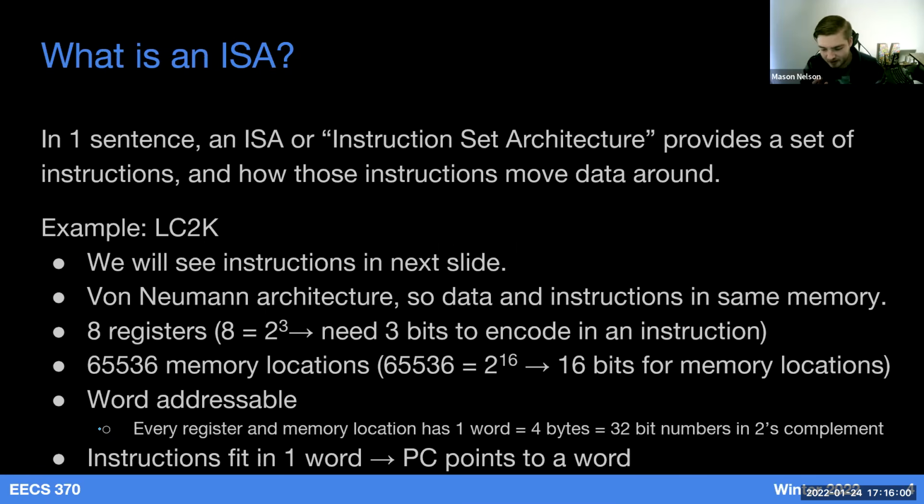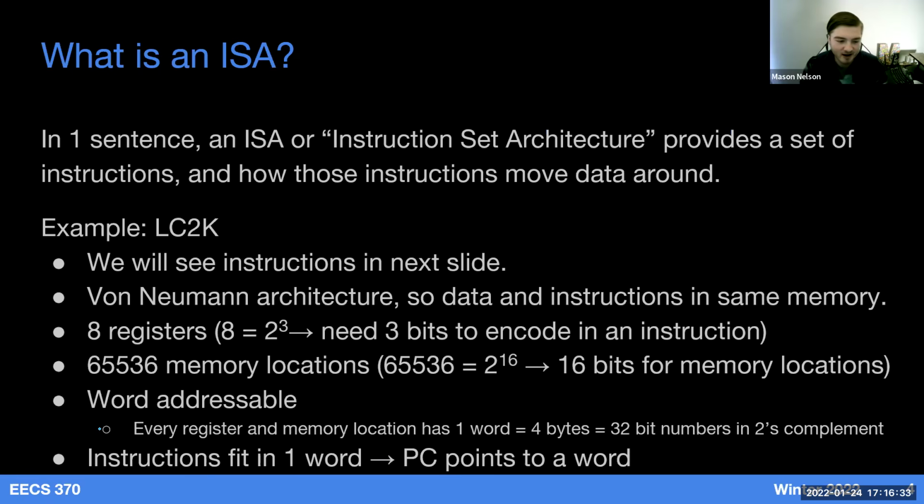So ISA so far in lecture may have been just a very high level term, but in one sentence, an ISA is a set of instructions, which is why it's called an instruction set architecture. But more than just those instructions, it tells us how those instructions move around data. And in order to move around data, we have to hold different places for data. And so for LC2K, that's going to include registers. We have 8 of them, and they're going to be 32 bits in LC2K.